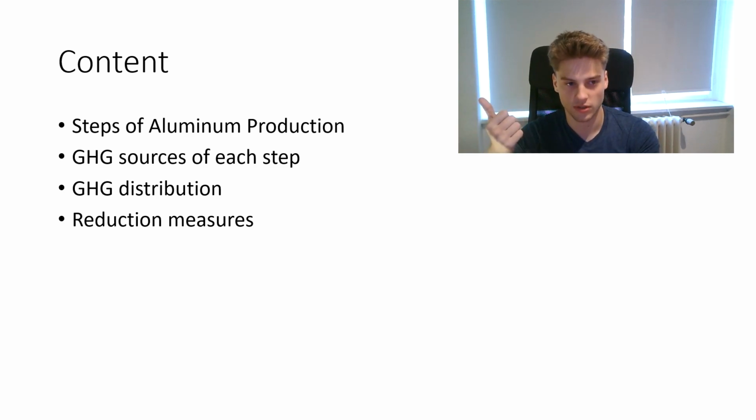So we will first talk about the steps of the aluminum production. We will talk about the greenhouse gas sources of each step. And we will talk about the distribution of greenhouse gas emissions, so which step is the most important, and in the end we get the reduction measures.